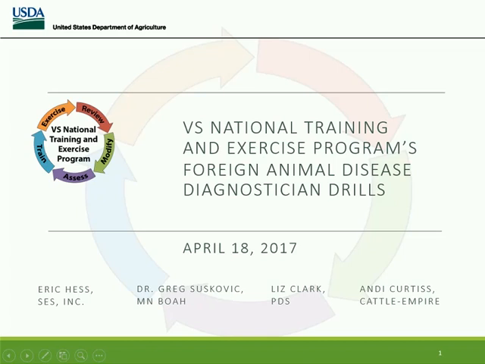Andy Curtis is the regulatory compliance director for Cattle Empire, which is one of the largest family-owned cattle feeding organizations in the United States. It has a total one-time capacity of 245,500 head of cattle in 5 feed yards, all located in Haskell County in southwest Kansas. Cattle Empire hosted the pilot FADD drill for beef feedlots. Andy was directly involved in the scheduling and conducting of the beef feedlot pilot.